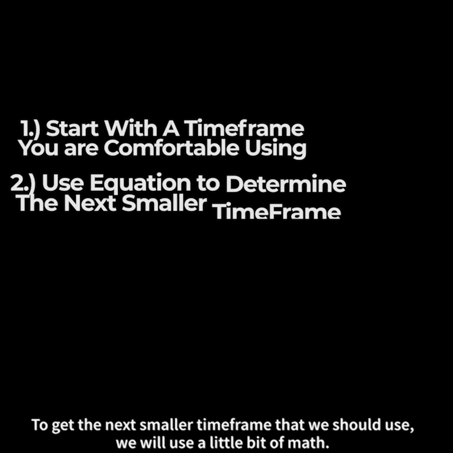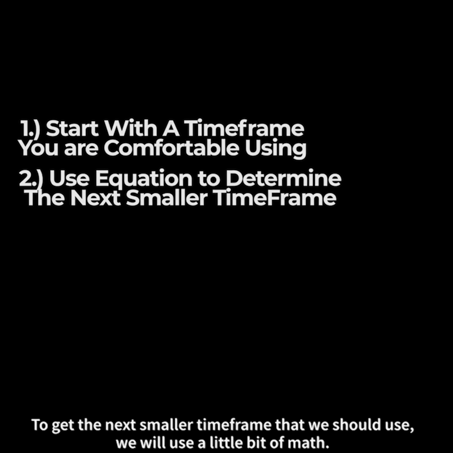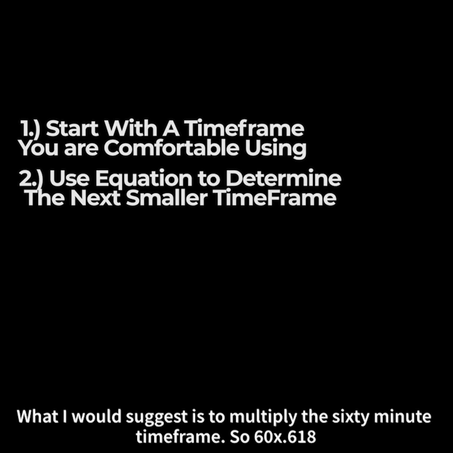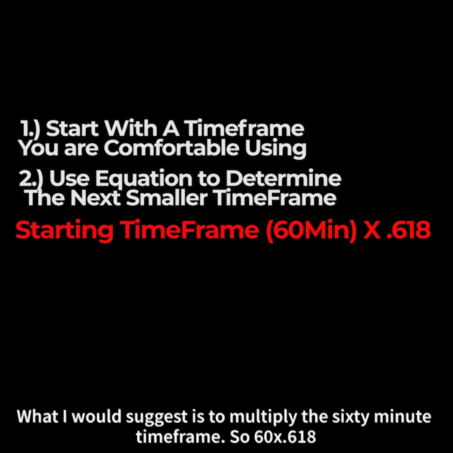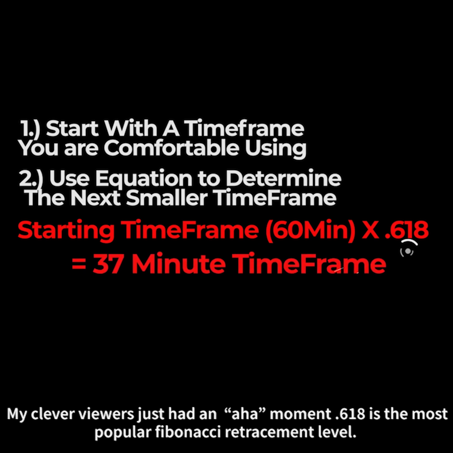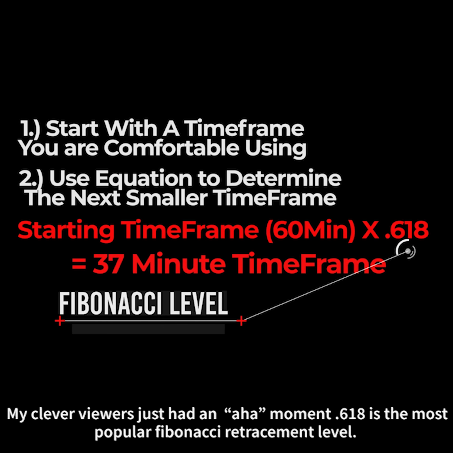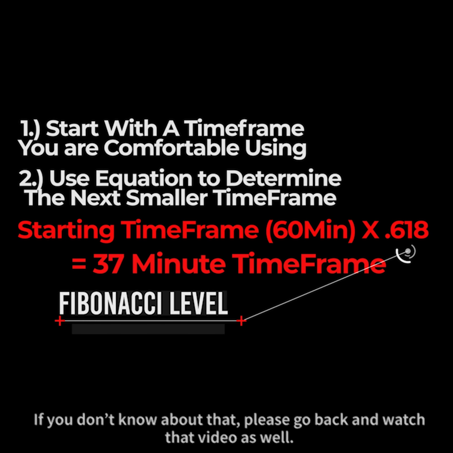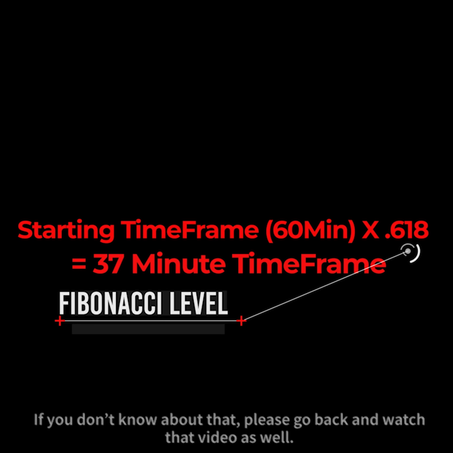To get the next smaller time frame that we should use, we will use a little bit of math. What I would suggest is to multiply the 60-minute time frame, so 60, by 0.618. My clever viewers just had an aha moment. 0.618 is the most popular Fibonacci retracement level. If you don't know about that, please go back and watch that video as well.